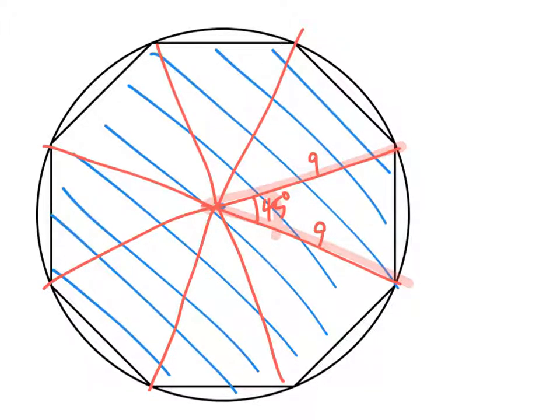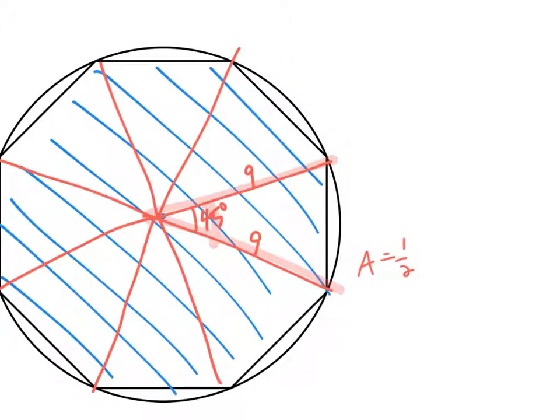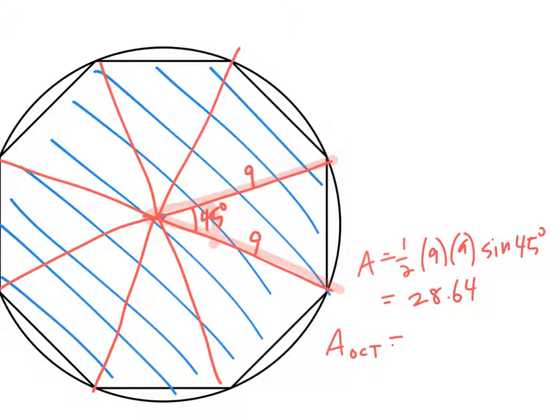So the area of one triangle is 1/2 AB, so that's 9 and 9, and then sine 45. Please remember it's sine 45, not cosine 45. People keep getting them confused. Okay, so that is 28.64, and then there are 8 triangles, so multiply by 8. So the area of the octagon is equal to 229.1 inch squared.